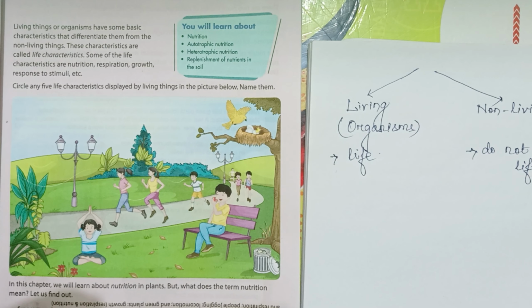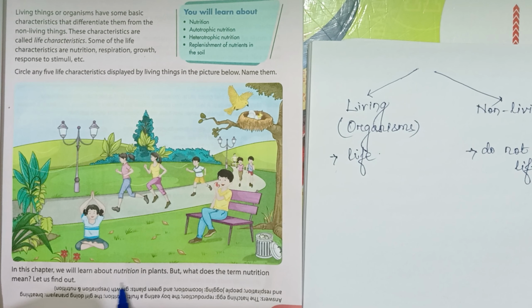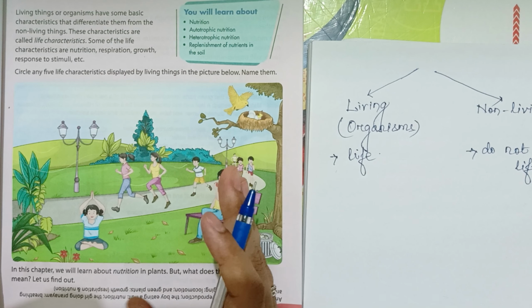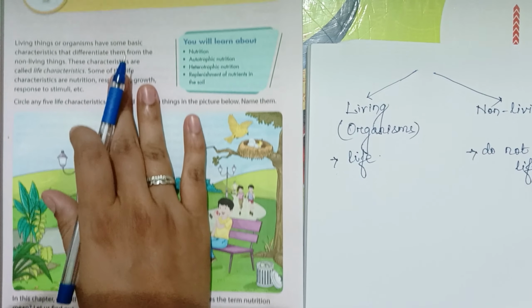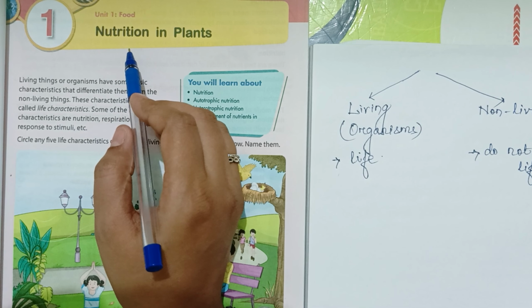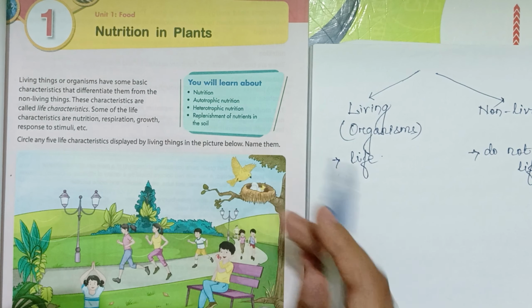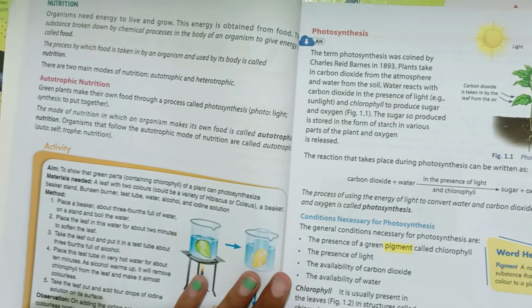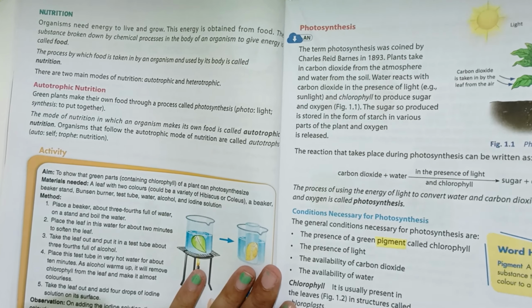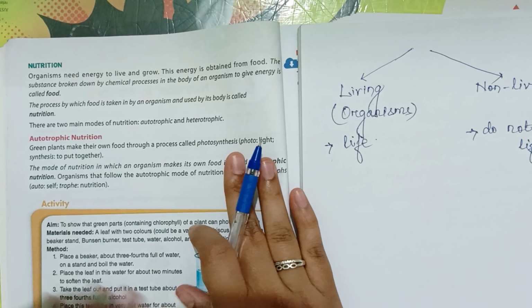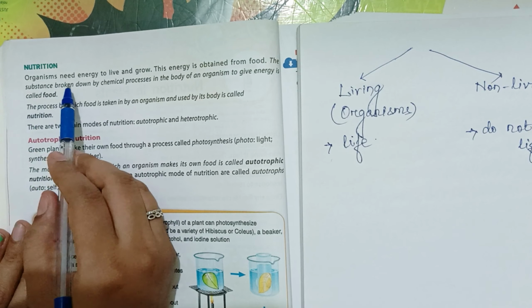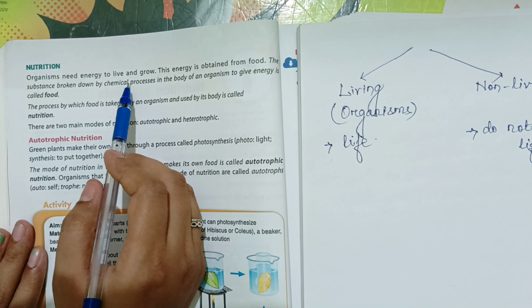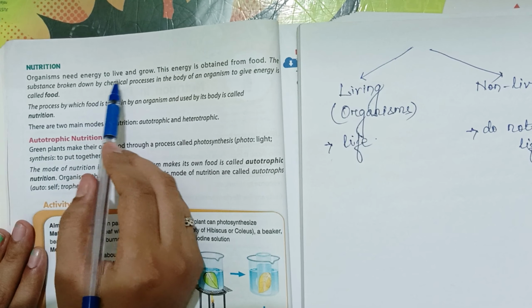Now in this chapter we will learn about nutrition in plants. But what does the term nutrition mean? Let us find out. Before learning about the chapter, we should understand the meaning of the heading of this chapter, that is nutrition. What is that? Nutrition. Organisms need energy to live and grow. We all know that the living organisms need energy to live and grow.